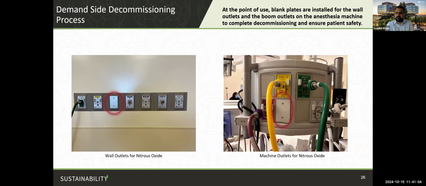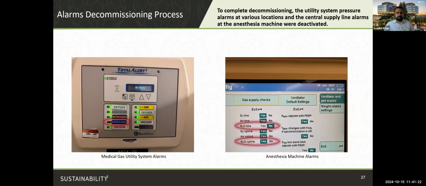At the demand side, at the point of use, blank plates are installed for the wall outlets and the boom outlets on the anesthesia machine to complete decommissioning and ensuring patient safety. As you can see, there's different types of outlets that you could come across. So there's a wall outlet on the left and then a machine outlet on the right, both of which are shown to be blanked off in this picture.